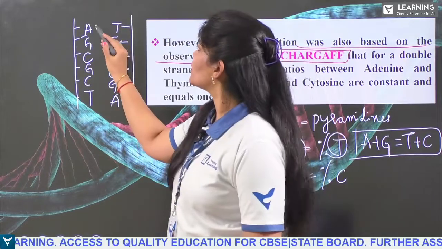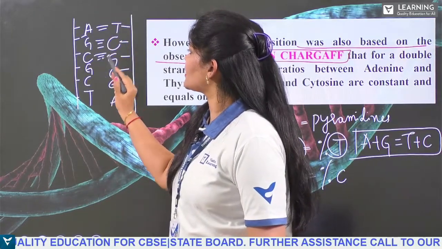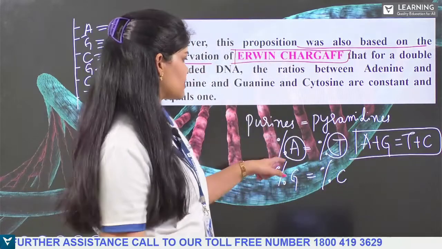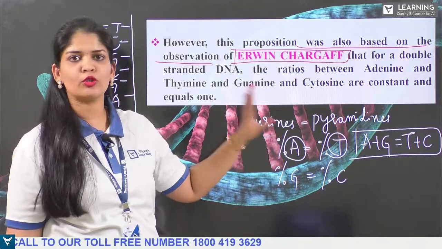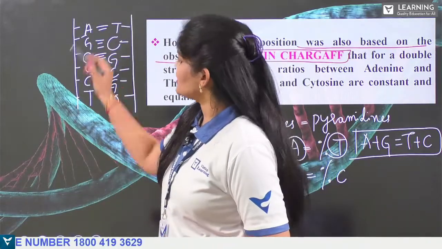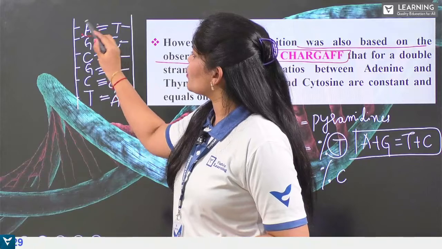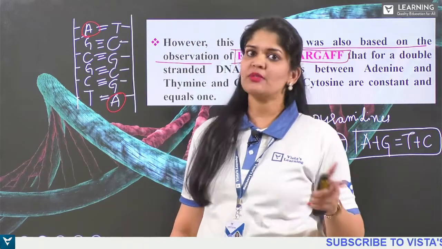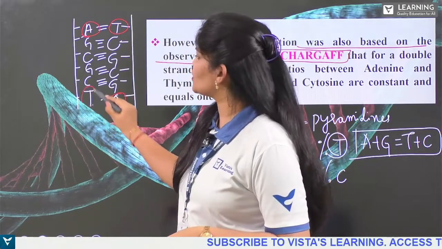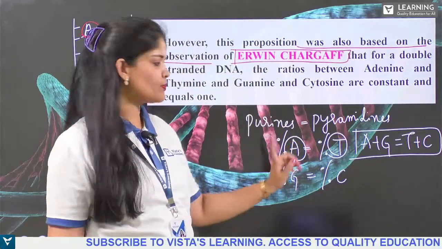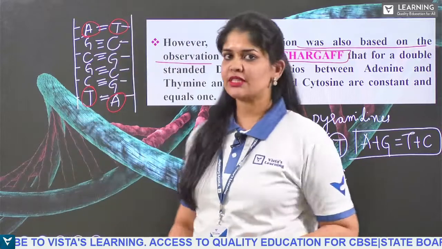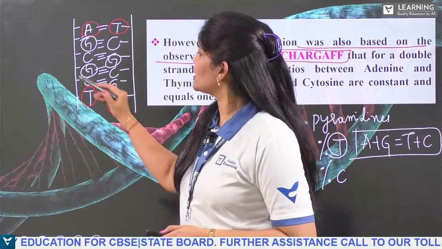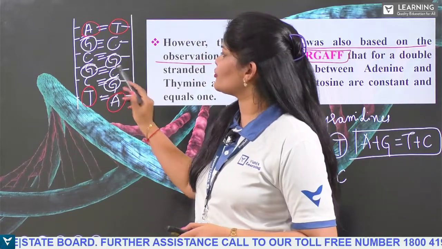Coming to the hydrogen bonds: 2 here, 3, 3, 3 hydrogen bonds, 3 and 2. For example, according to this rule, the percentage of adenine will be equal to the percentage of thymine. Take a look at adenine: 1 here and 1 here, 2. That means 2 thymines have to be present, 1, 2. It is equal. And the percentage of guanine should be equal to the percentage of cytosine. So here, 1, 2, 3, 4. 1, 2, 3, 4.